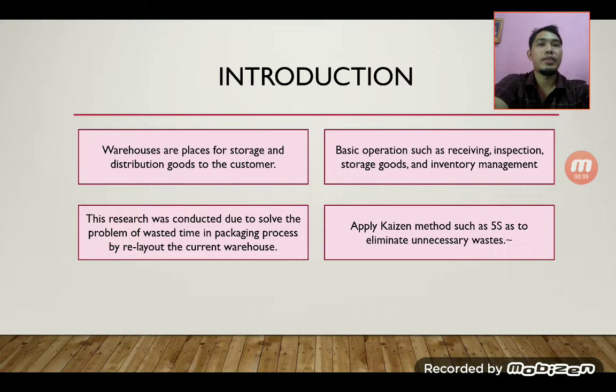Okay, first slide, introduction. Warehouses are places for storage and distribution of goods to the customer. The basic operations in the warehouse are receiving, inspection, storing goods and inventory management. This research was conducted to solve the problem of wasted time in the packaging process by relaying out the current warehouse. Then we need to apply the Kaizen method such as 5S to eliminate unnecessary waste.